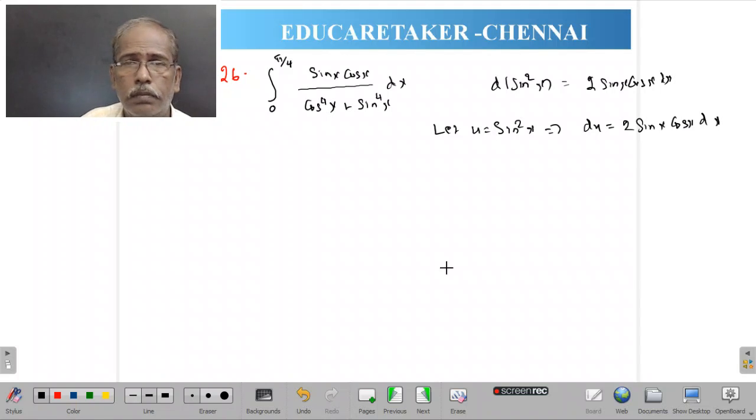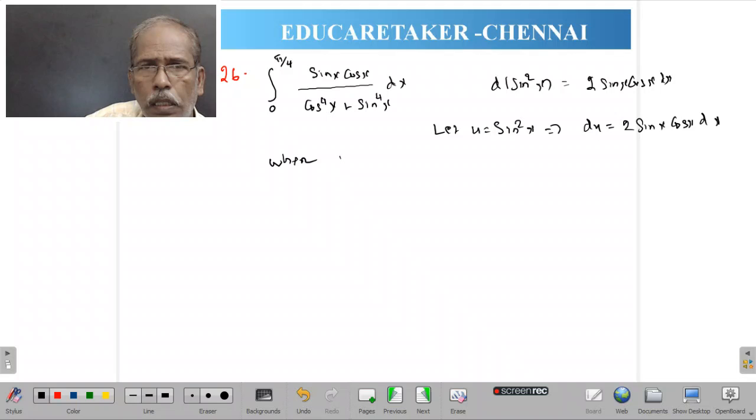Dear student, whenever we follow the substitution method in the case of a definite integral, the limits also have to be changed for the newly introduced variable. So when x equal to 0, u equals sin square 0, which is 0.